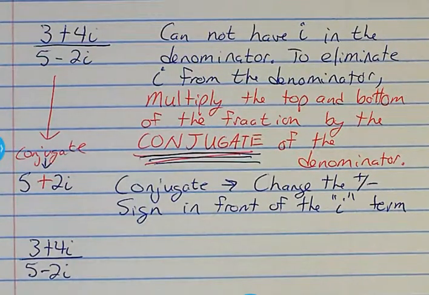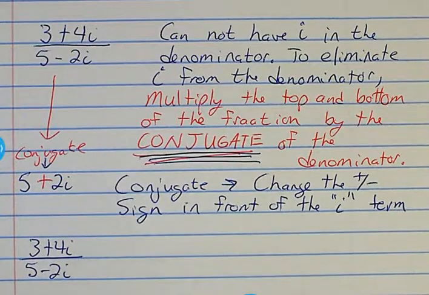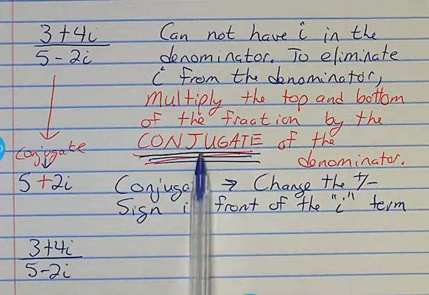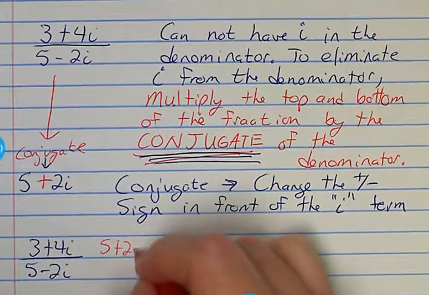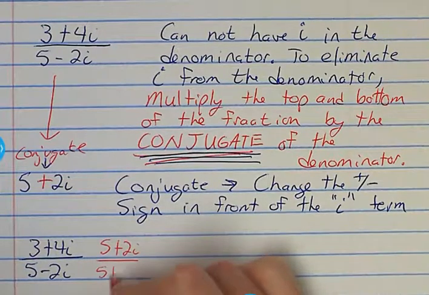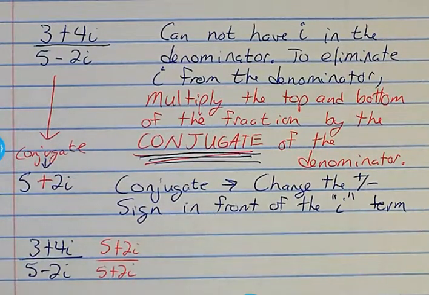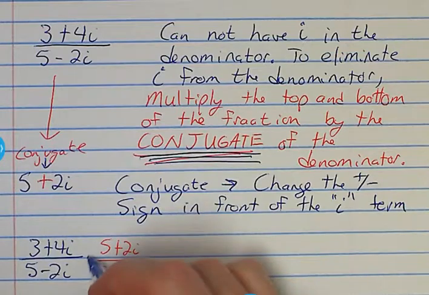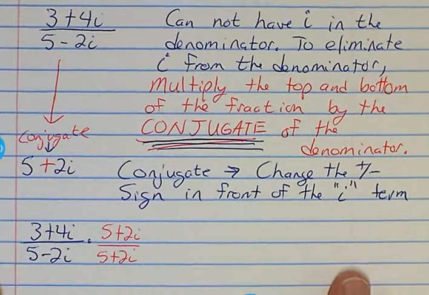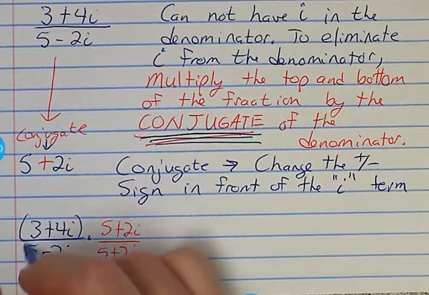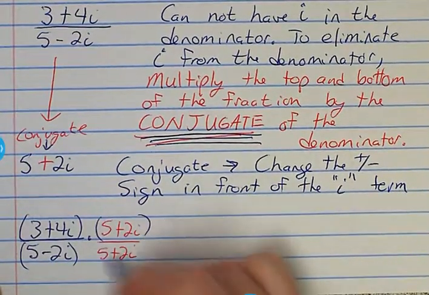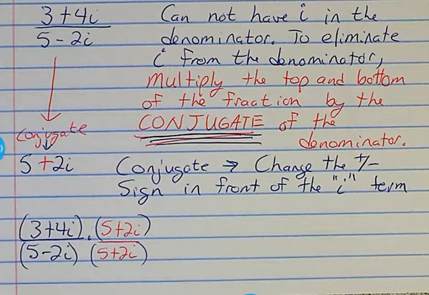Okay, so we take that original problem, that 3 plus 4i over 5 minus 2i we had. If we multiply the top and the bottom by the conjugate, we're going to change that to 5 plus 2i. Now it's really a multiplication problem. And just to be on the safe side, we'll go back and put all these things in parentheses just to make sure we got it.